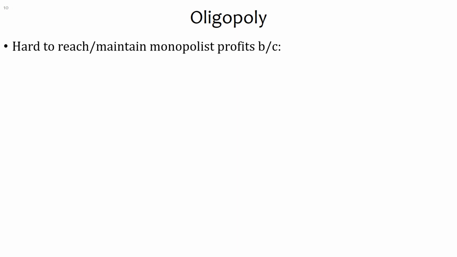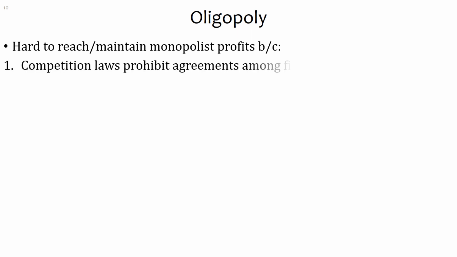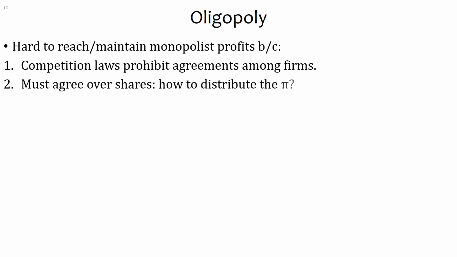So it's hard to reach and maintain monopolist profits because the competition laws, first of all, prohibit agreements among firms. So it's illegal to reach an agreement. So there's an impediment there. Second, you must agree over the shares and how to distribute the profit. So even if you do reduce your production and increase your profit, then how do you share it, right?